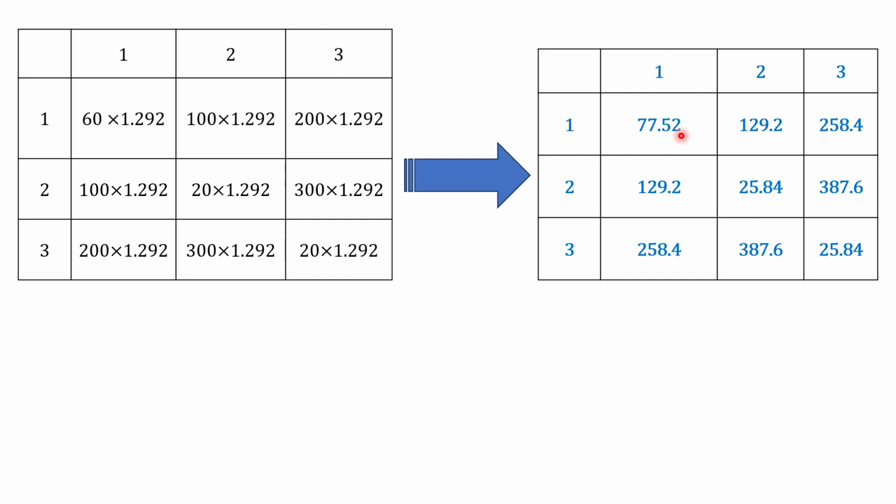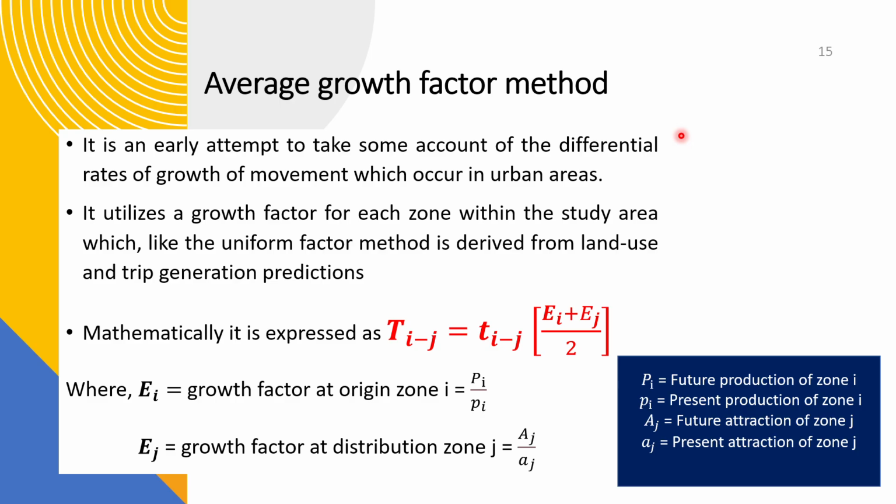So this is the OD matrix of zones 1, 2 and 3 in future. Okay. So this is called the uniform factor method. This is one of the easiest methods in the entire growth factor methods. Now let's move into a little bit more difficult method, which is called the average growth factor method.